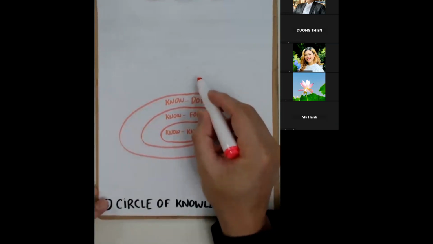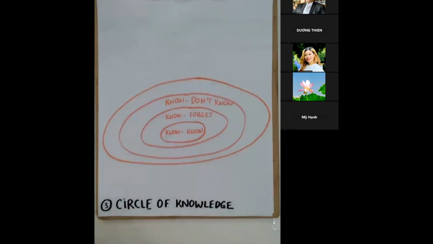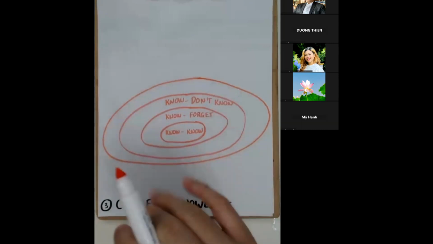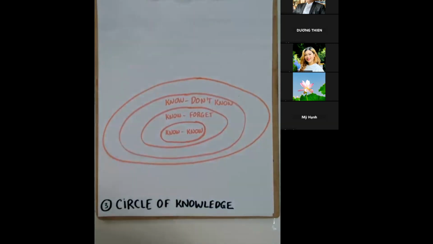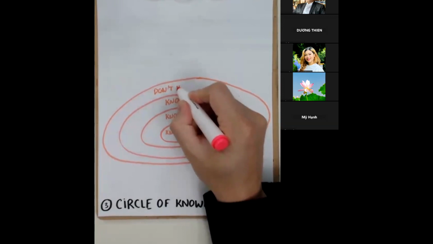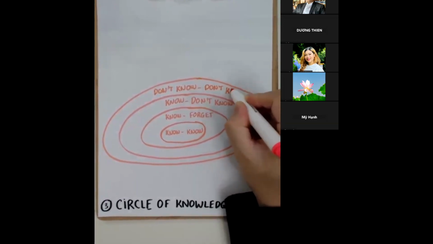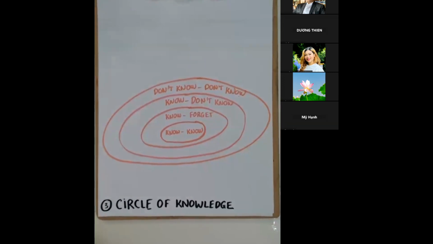All right. Last but not least. And I know there's a lot of information here, but we will explore why these are important. So there is another layer of knowledge called don't know, don't know. So this circle of knowledge of don't know, don't know are the knowledge that you don't know that you don't know. So how can we give an example of don't know, don't know?